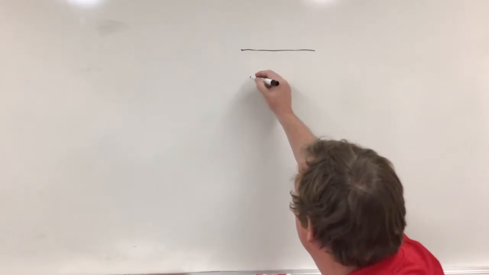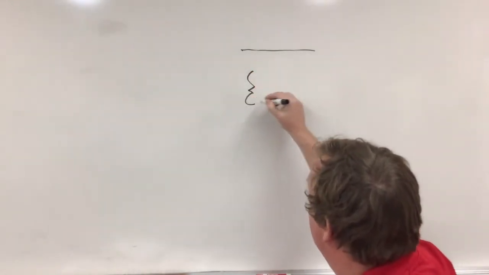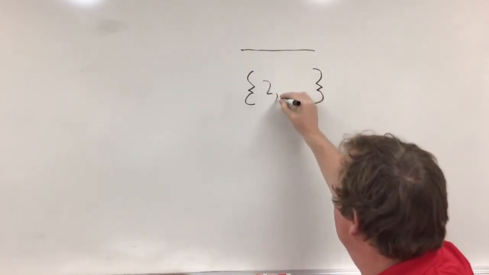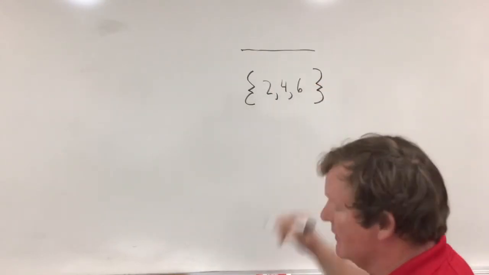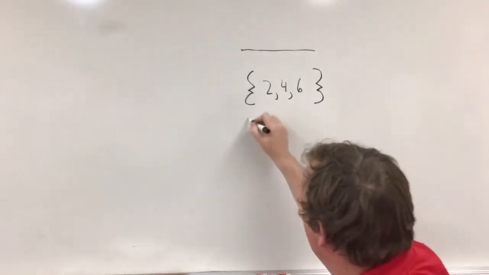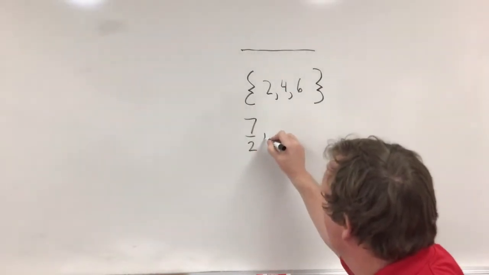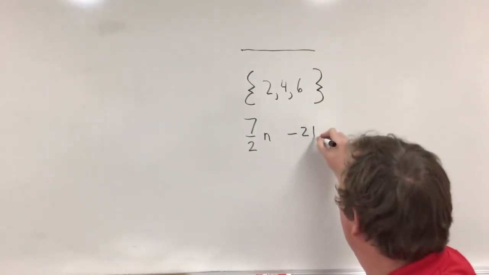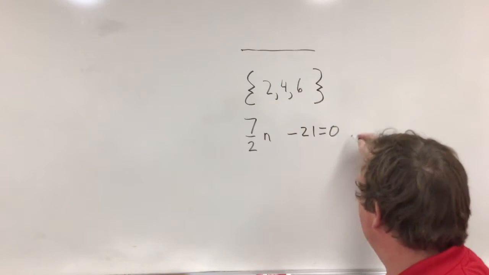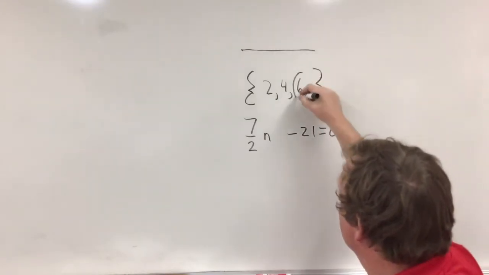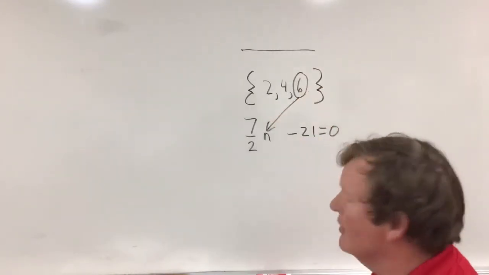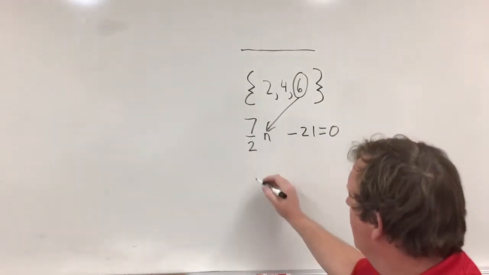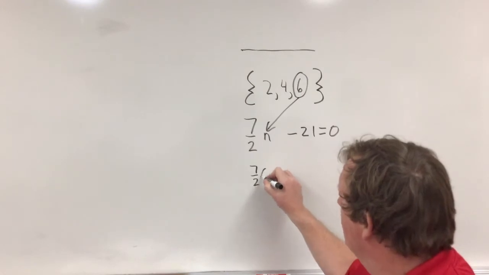When you have a replacement set, just so I can remind you, okay, they give you these funny brackets here, and then they gave us the replacement set 2, 4, 6. And basically in this statement, they said 7 over 2 times a number minus 21 is equal to 0. And then they say that the answer is number 6. So what you've got to do is take number 6 and substitute it in for the n. Okay?